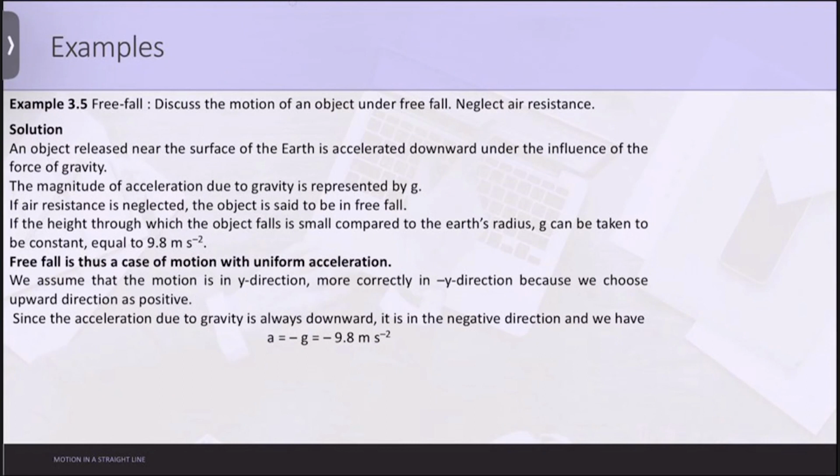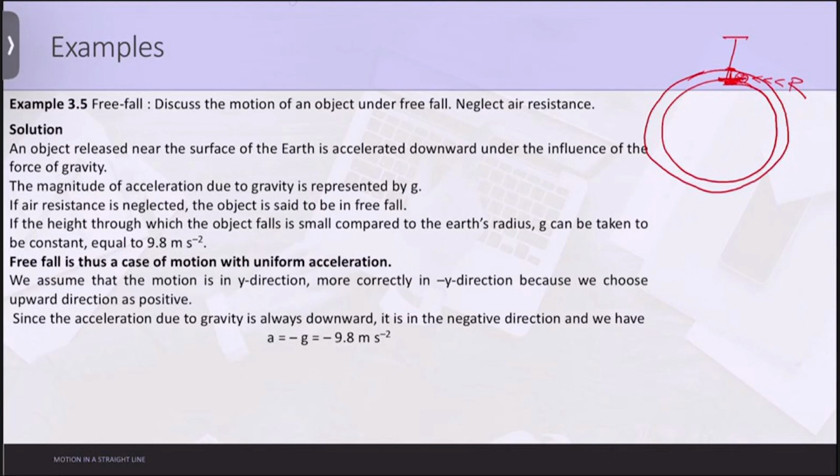Okay, so free fall: discuss the motion of an object under free fall, neglecting the air resistance. This is also a concept only, but this has been put as an example. So an object released near the surface of the earth. An object released, please remember, this is also a very important point. It is released almost near the surface of the earth only. The amount of displacement which is happening is very small as compared to the radius of the earth. If this would have been very large, then the answer to the question would have changed.